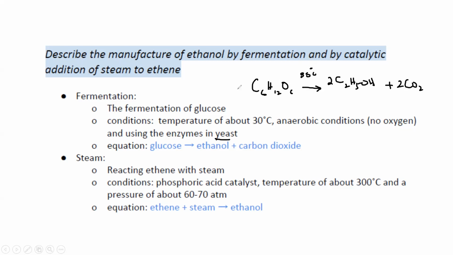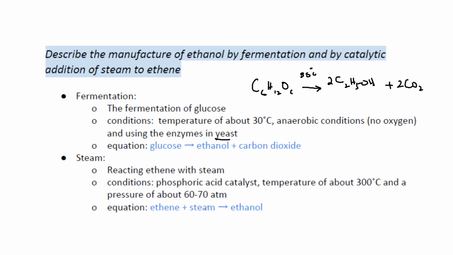So at around 30 degrees centigrade, the sugar solution, with the passage of time, will decompose or break down into ethanol and give out carbon dioxide. But it should be anaerobic conditions, meaning no oxygen should be there, and this sugar solution will decompose. This is one way of preparing ethanol.